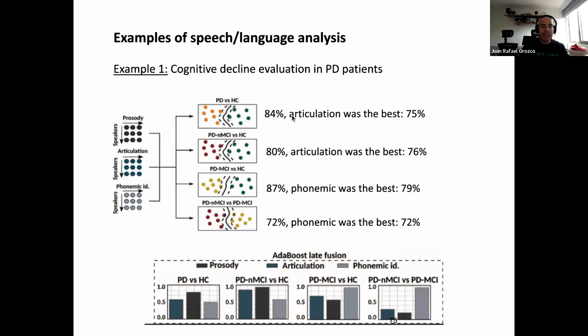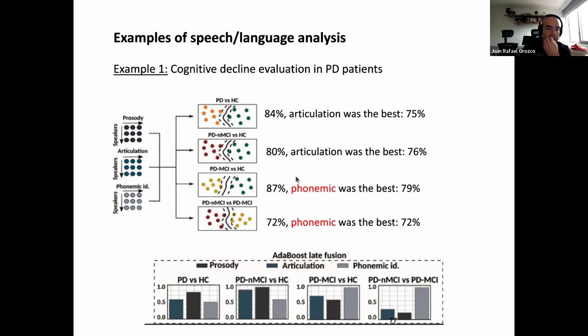And non-action verbs are like reading, thinking, which are not related to physical actions. Now, when we did the classification, we found these results. Notice that in general, Parkinson's versus healthy controls, the best result was with the articulation model. Okay, we already knew that. Then, when we only focus on non-MCI patients, that means only those showing motor impairment, but nothing about cognitive decline, then still articulation. So articulation was definitely focused on modeling motor impairment.